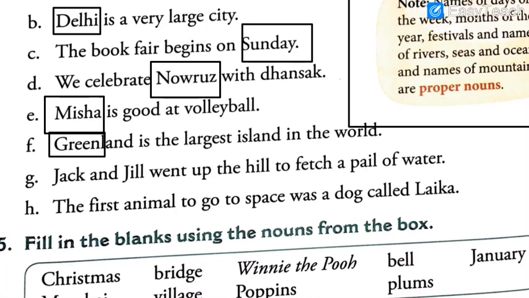Now, in sentence F, we highlighted Greenland as Greenland is the name of an island. I hope, students, you have done all this in the previous lecture.